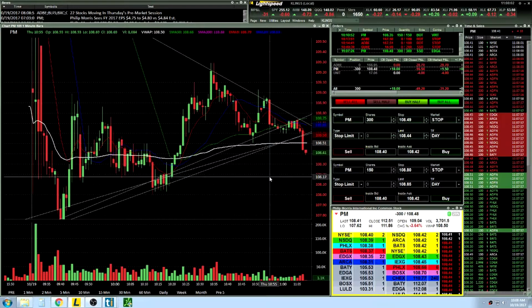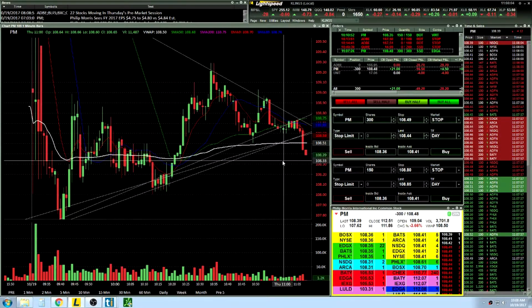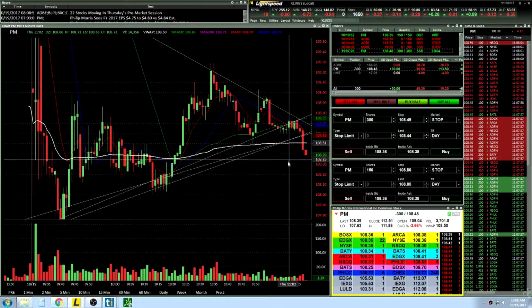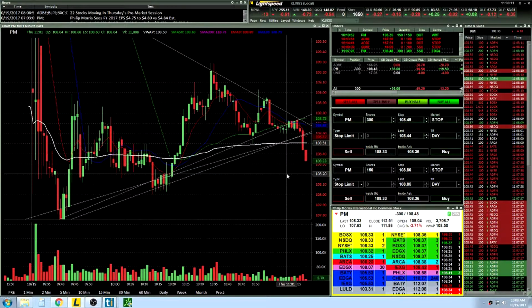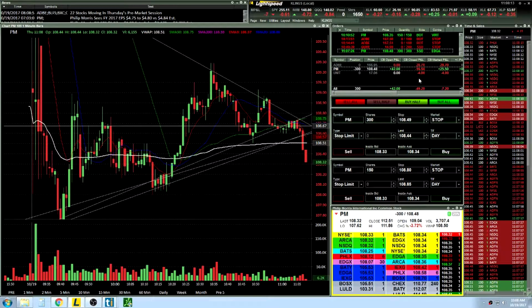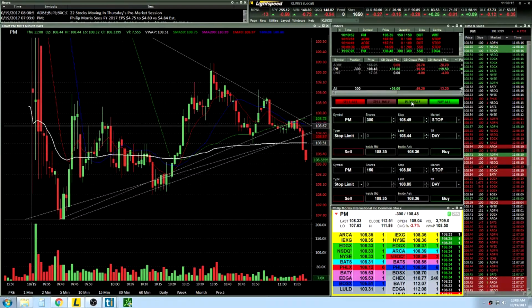Okay, I am short PM right now. Made a really nice triangle. Looks like it's just now starting to break out here, or break down. Target was, what did I write? I wrote 108.20, so I'm looking to take profits down about here. So far, a very nice move.